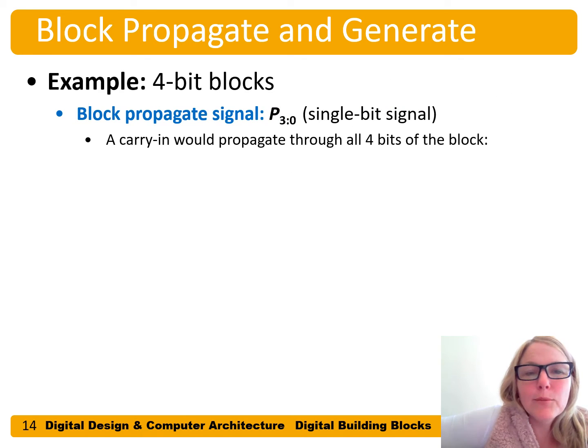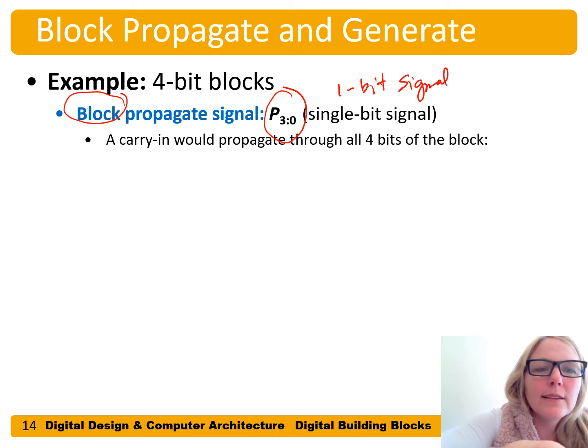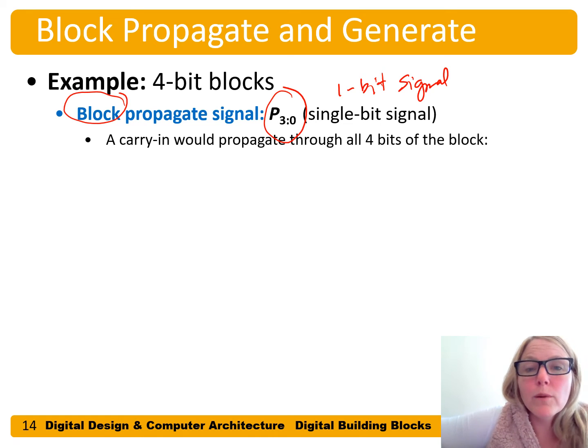Okay, so let's take an example, 4-bit blocks. We're going to talk about a block propagate signal, and this nomenclature can be a little bit confusing at first. This is actually a single bit, or a 1-bit signal. So P3 to 0 is a 1-bit signal. This is our block propagate signal. It's going to tell us whether that entire 4-bit block would propagate a carry in to its carry out.